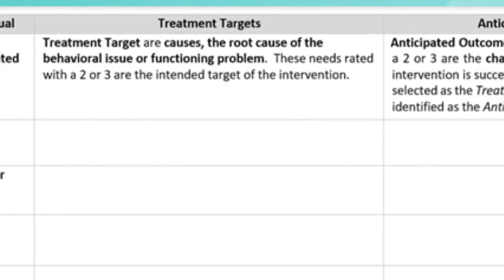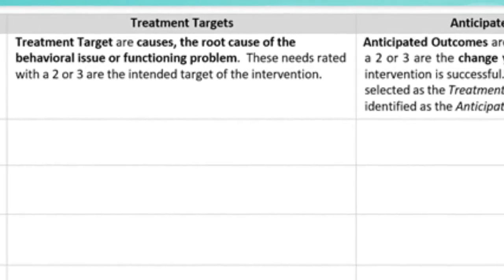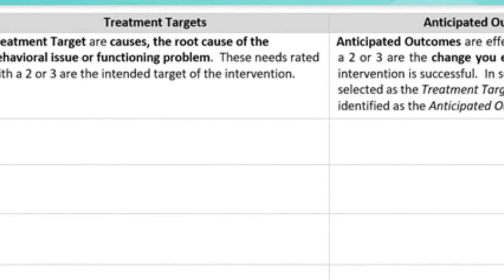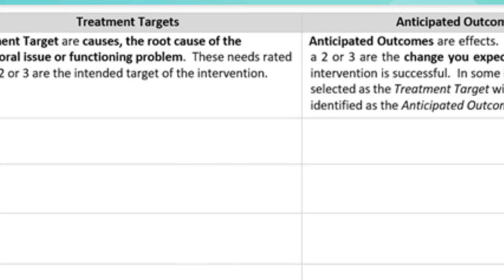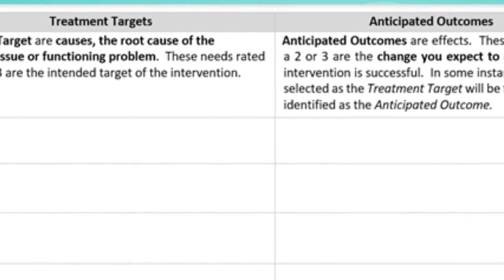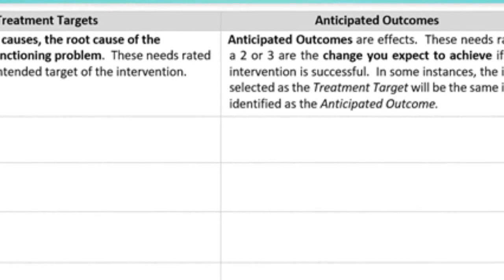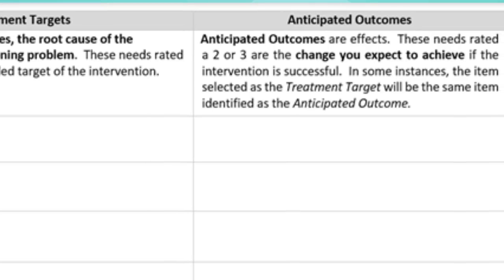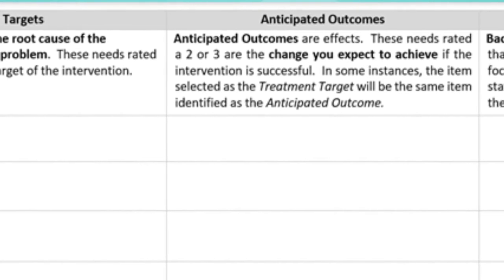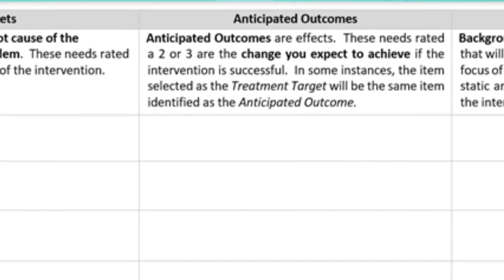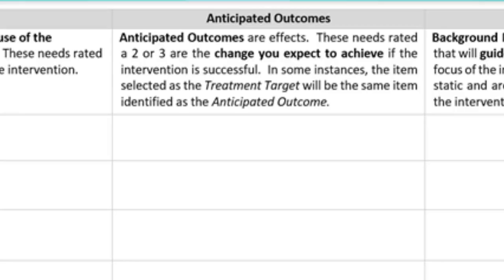Now let's talk about anticipated outcomes. Anticipated outcomes are the listed needs that get better as a result of wrapping services around our treatment targets. So once we've looked at the listed needs and identified and labeled our treatment targets, we will bring down the identified anticipated outcomes and list them here for each person.